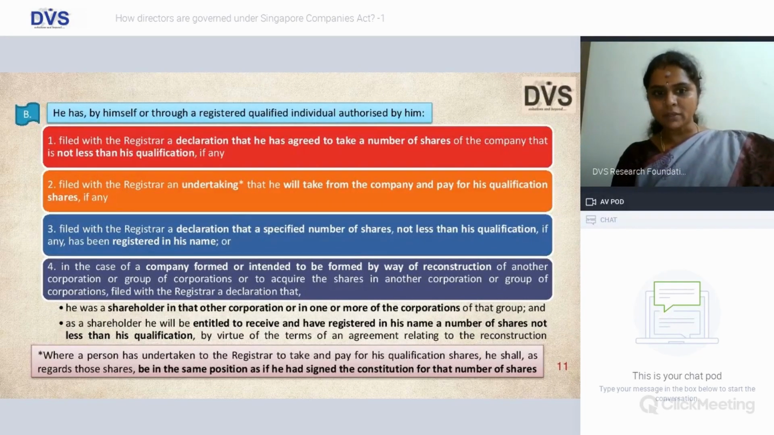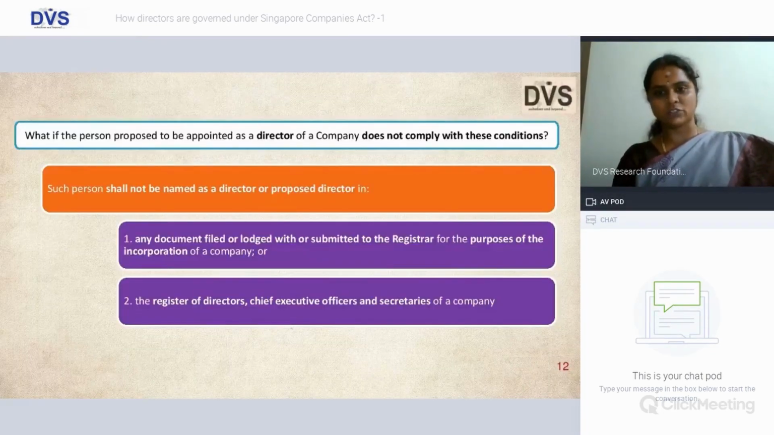In case of a company which is formed by way of reconstruction, then what happens? This person or the authorized person shall file with the registrar a declaration that he was a shareholder in that other corporation, or in one or more corporations of that group, or as a shareholder he will be entitled to receive and has registered in his name such shares not less than the qualification, by virtue of whatever arrangement or agreement relating to such reconstruction.